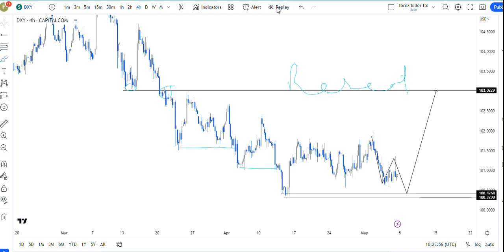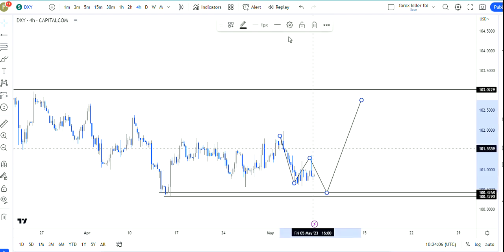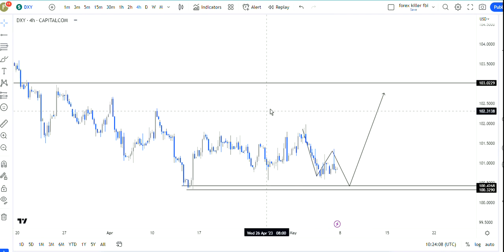Now let us see what will be going on right here. So this is for DXY. We see that we will be approaching.